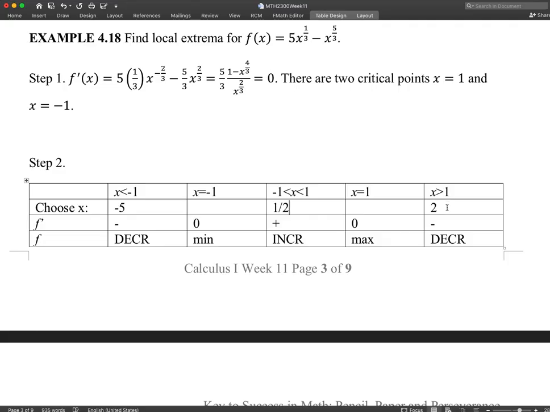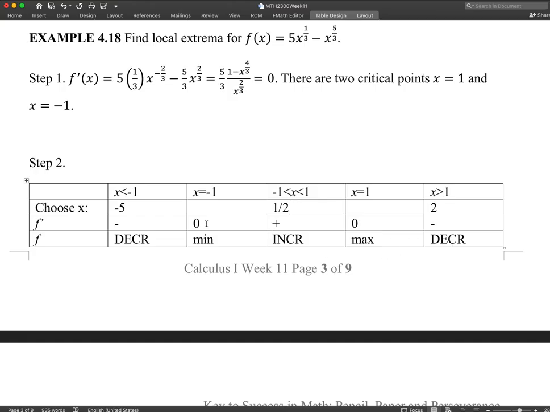For x greater than 1, I'm taking 2. And if you want, you can do 5, do 17, any number you want, as long as it's greater than 1. So if I'm taking 2, the derivative turns out to be negative, which means the function is decreasing. So think of this very carefully.